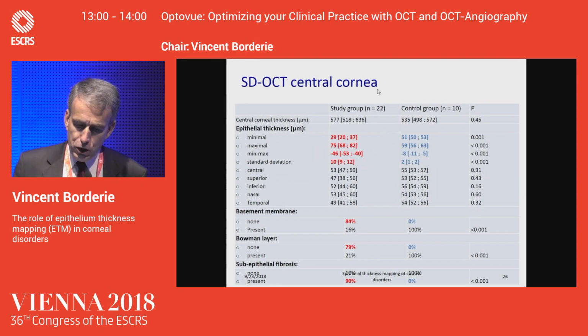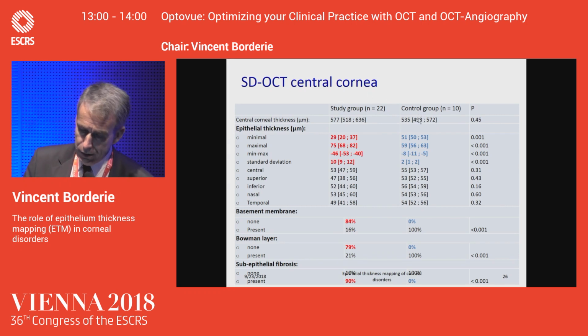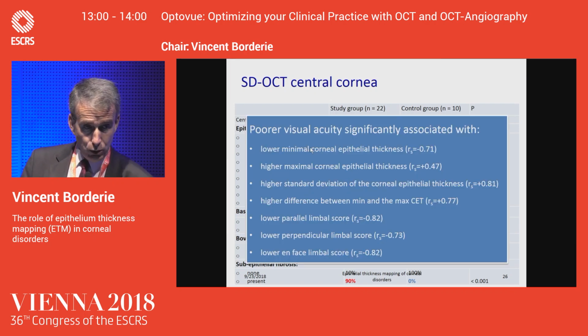When we compare patients with limbal deficiency and patients with normal corneas, we have clear differences in epithelial thickness for minimal, maximal, mean, and standard deviations. But also, we saw that poor visual acuity was significantly associated with lower minimal corneal epithelial thickness, higher maximal corneal epithelial thickness, higher standard deviation and higher difference between mean and max corneal epithelial thickness.